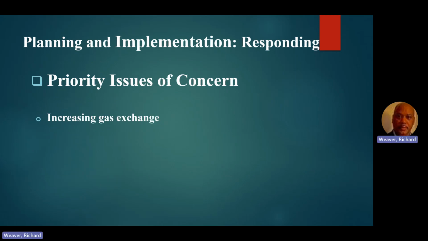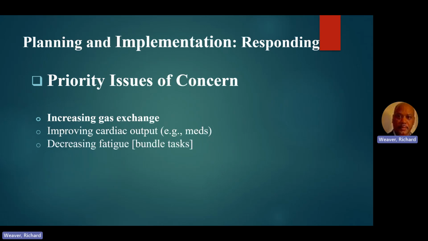All right, some of the priority issues. Whenever we look at a patient with heart failure, there are so many different issues of concern for these patients. And so what I want you to see, as far as the hierarchy is concerned, are the greater problems that we need to address. One of which is we want to increase gas exchange. And of course, we do that with medications and what have you, and optimizing our cardiac output. Same thing with improving cardiac output, it is one of the other priority issues to address. We do that with medications.